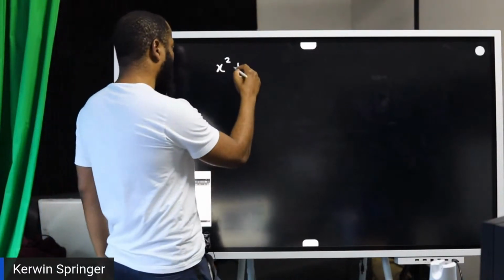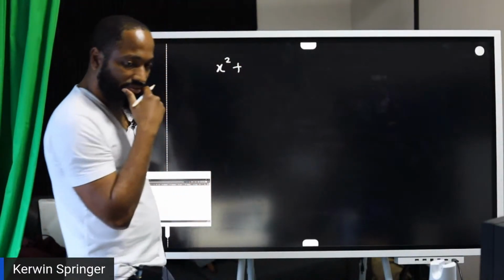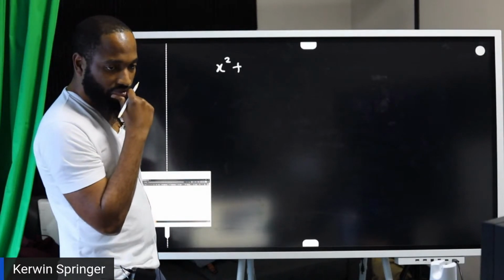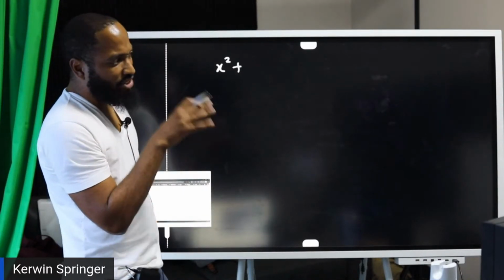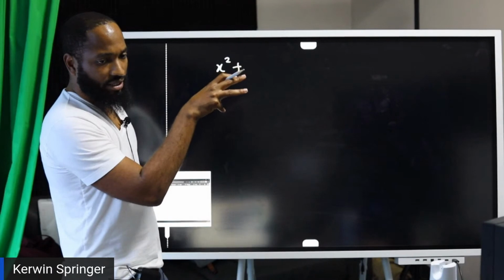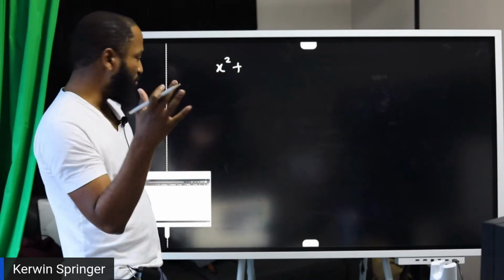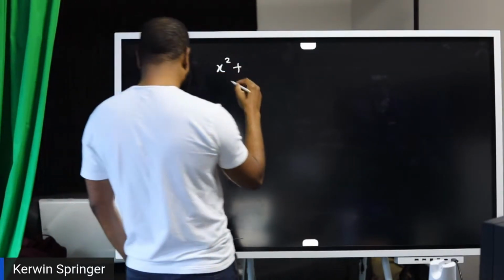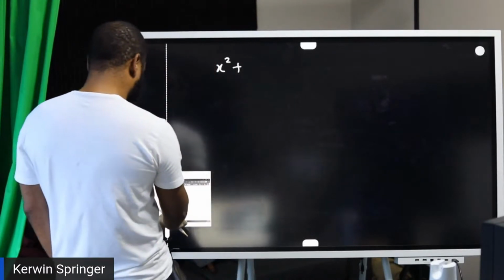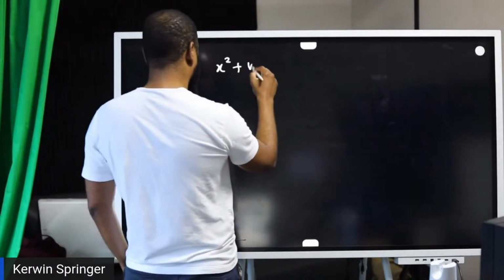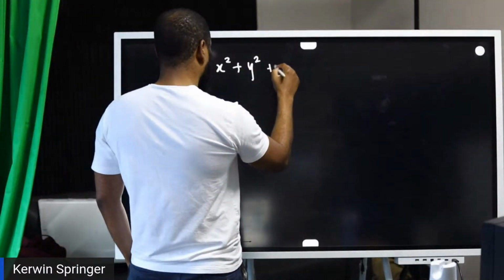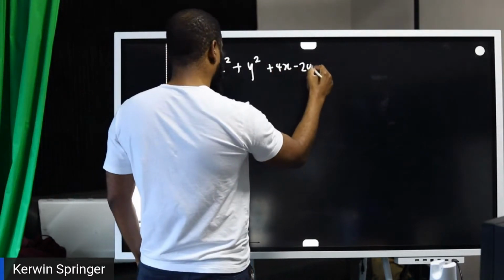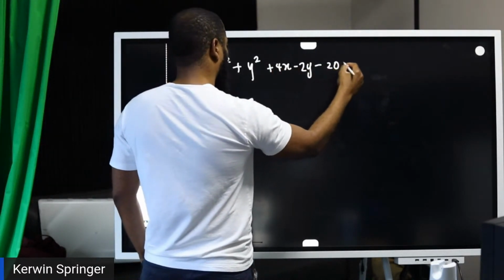Maybe I need two cameras, one on the inset there and the board camera here. We can work it out, I'm a creative guy. Here is a circle: x squared plus y squared plus 4x minus 2y minus 20 is equal to 0.